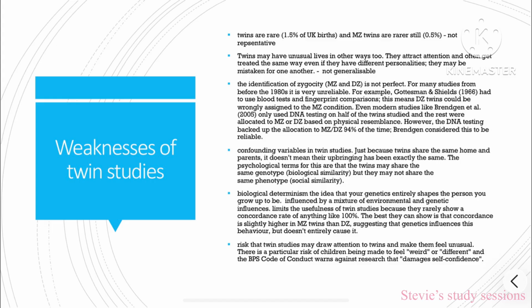Biological determinism. The idea that your genetics entirely shape your person and who you grow up to be. In reality, we are influenced by a mixture of environmental and genetic factors. This limits the usefulness of twin studies because they don't show a concordance rate of 100%. The best they can show is MZ being higher than DZ, suggesting that genetics has an influence. However, it doesn't entirely cause behavior.